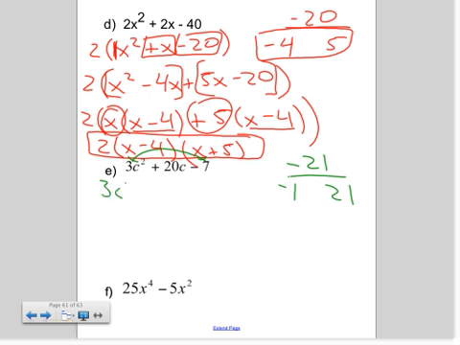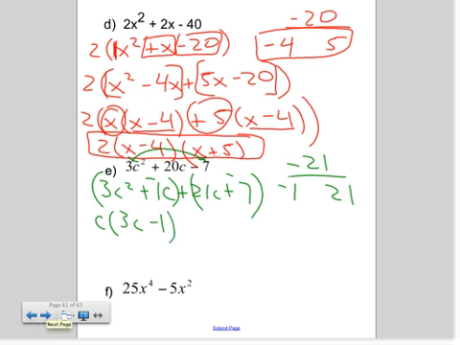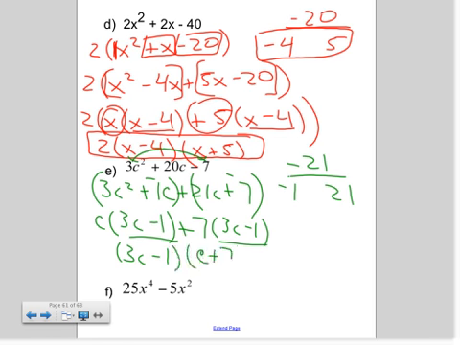So I have 3c squared minus 1c plus 21c minus 7. Group. If you want to change the plus a negative, you can. I look at the first two terms, I can pull out a c, so I'm left with 3c minus 1. Second term, I can pull out a 7, I'm left with 3c minus 1. Those line up, so I have 3c minus 1, and I have c plus 7.